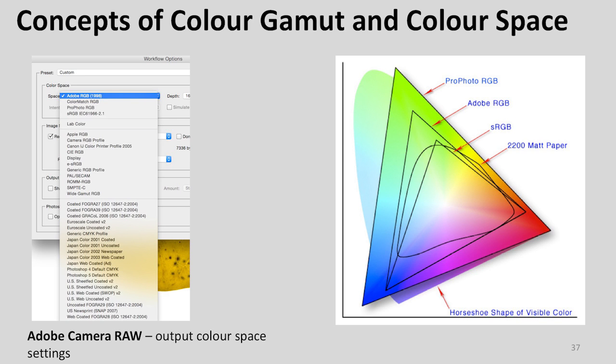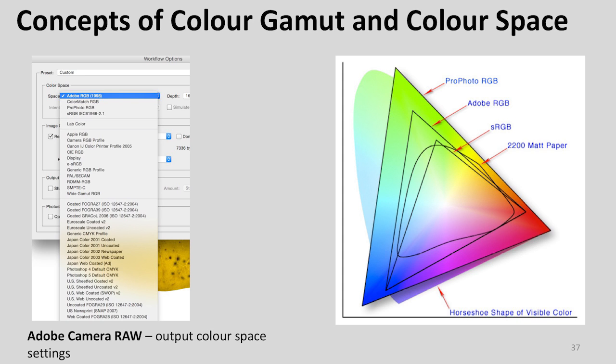Ensure that you have selected the correct color space for output in the output workflow options in Adobe Camera Raw. So it's no use outputting to Adobe RGB if you're sending it to pre-press. You need to go down and find your generic CMYK profile. Here it is. If you look at the background image, the large horseshoe shape represents visible color. Okay, there it is in the background there.